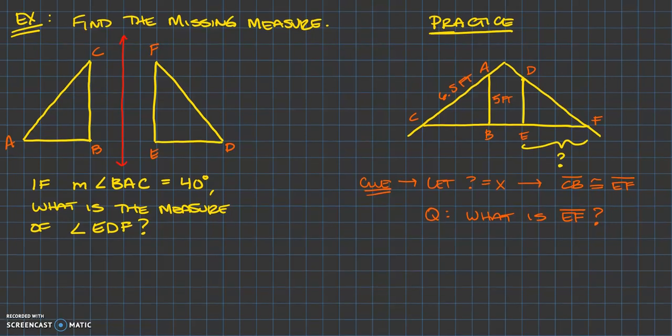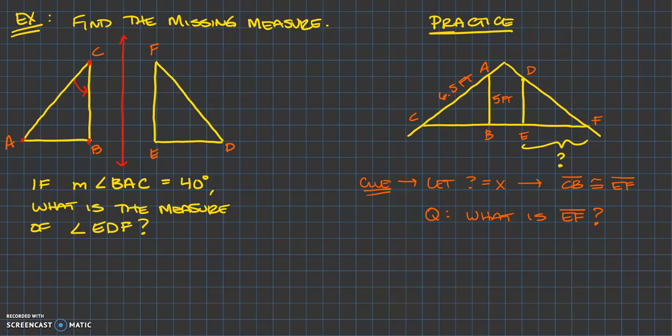All right, so let's look at one more example here. Find the missing measure. What if the measure of angle BAC, so that's BAC, so that would start here, then there, go to A, that is this angle.